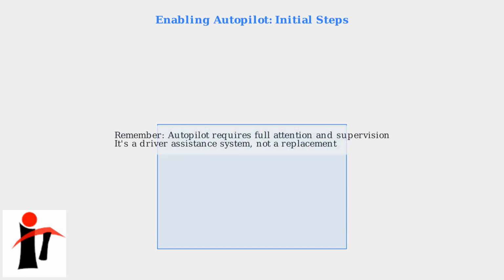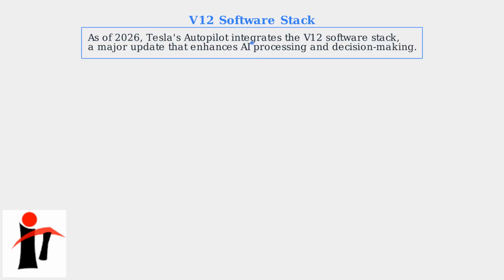Remember, Autopilot requires your full attention and supervision at all times. It's a driver assistance system, not a replacement for a driver. As of 2026, Tesla's Autopilot integrates the V12 software stack. This major update enhances AI processing and decision-making capabilities.